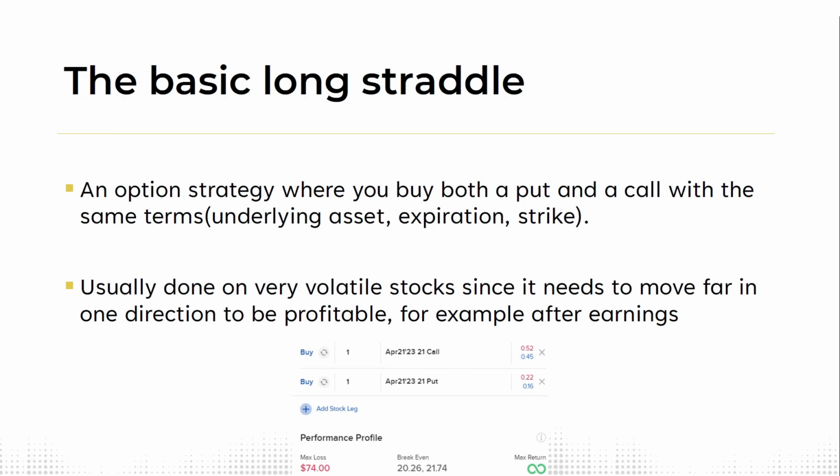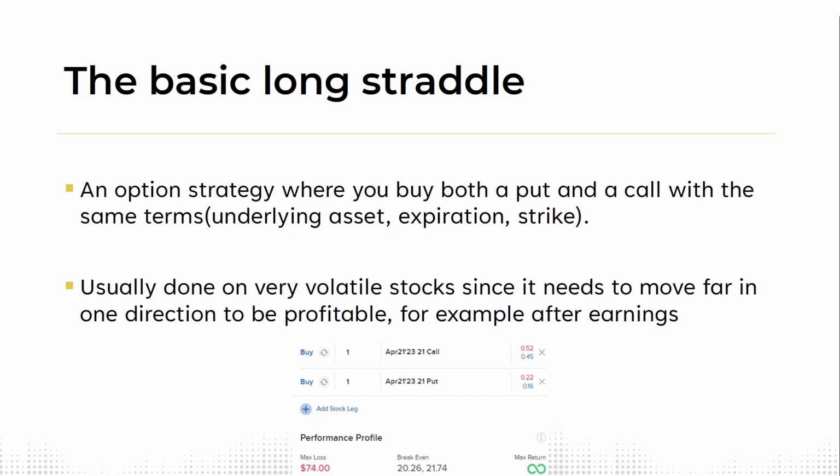So, the basic long straddle. You buy both a put and a call. You have the same underlying asset, of course, the same expiration, and the same strike. So, in this example, I have bought a 21 call and a 21 put. I think it's on GameStop, if I'm not mistaken.